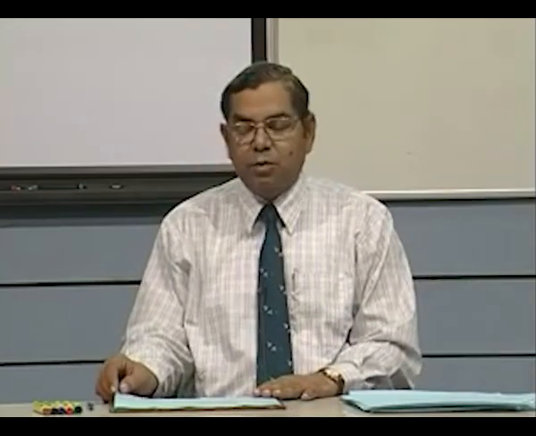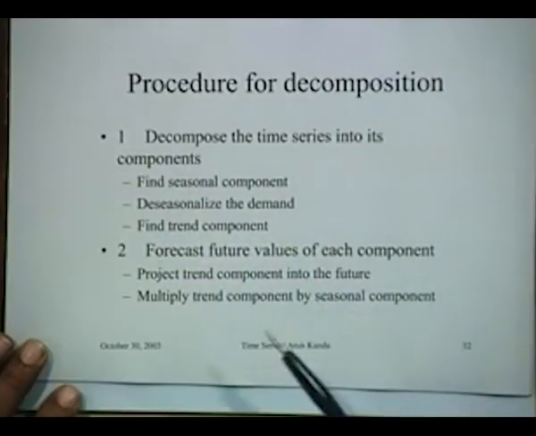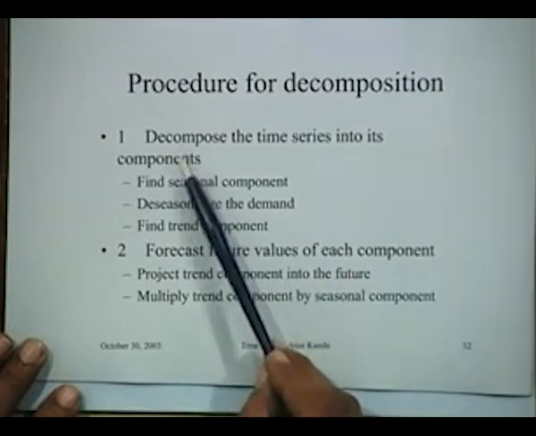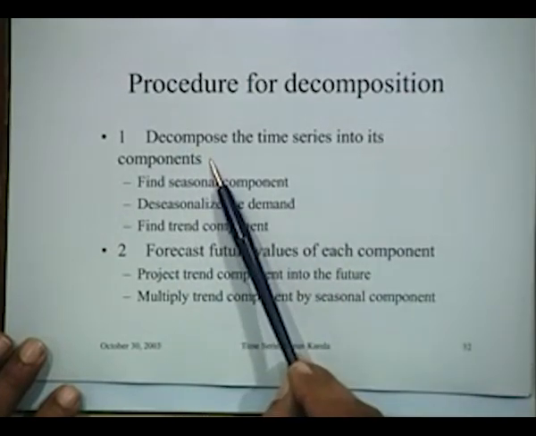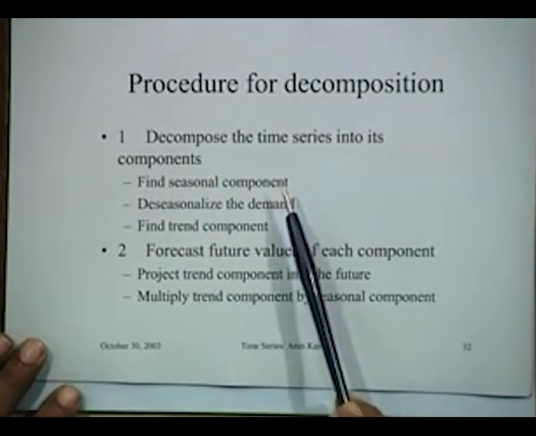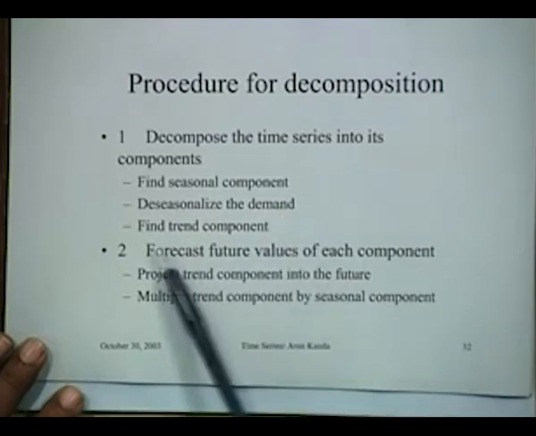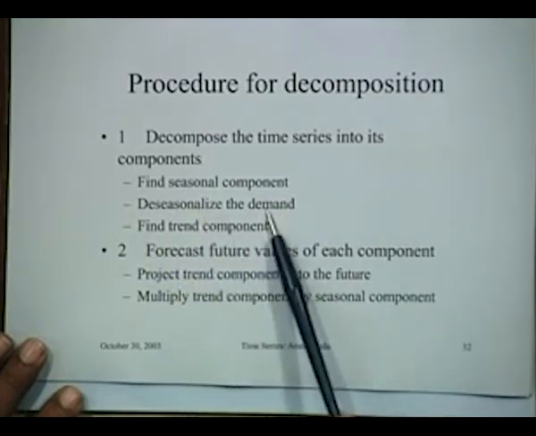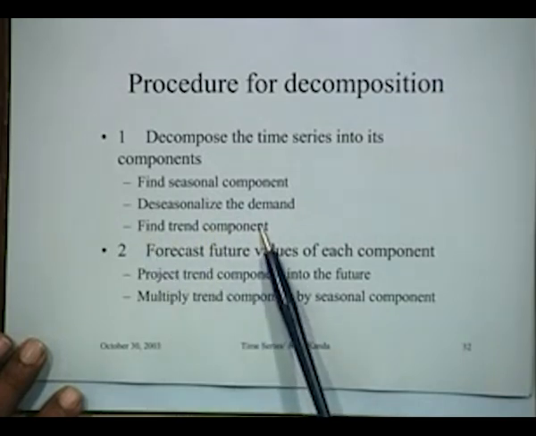So the basic procedure for time series decomposition can be summarized as these two steps. One is that you decompose the time series into the components, that is, first find the seasonal component, then de-seasonalize the demand, and then find the trend, because once you de-seasonalize, it is the series from which you can find out the trend, right?